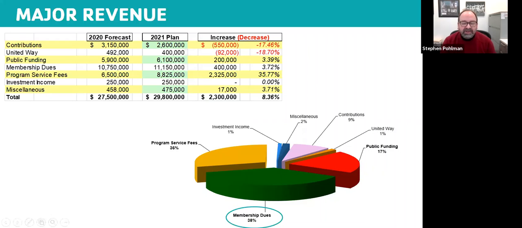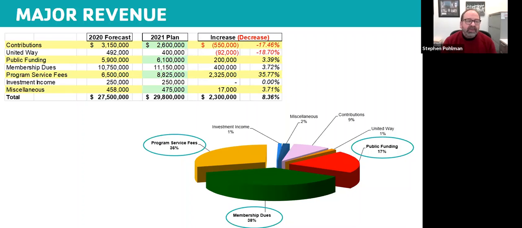But the next two large components, public funding, which is government money, vouchers, 21st century grants for school-age childcare, and then program service fees at 36%, those don't generate the same type of margins that membership and contributions do. They're much more labor intensive. We're always healthier to the extent that membership dues are 40% or higher of who we are.